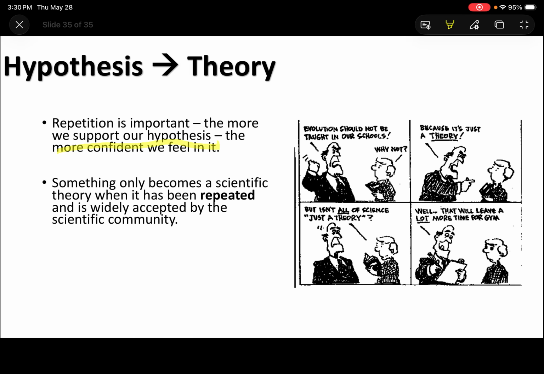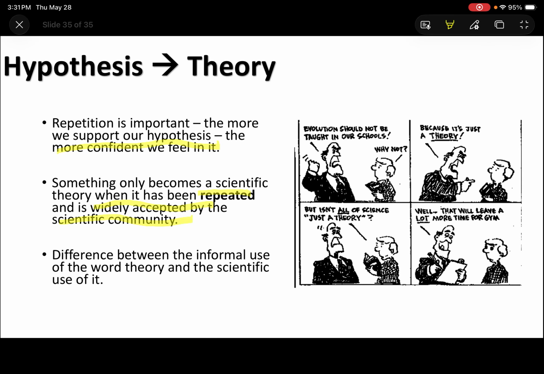Something only becomes a scientific theory when it has been repeated by lots and lots of different people all over the world and is widely accepted by the scientific community, right? The scientific community has come together and said, yes, we agree with this conclusion. The stuff in your textbook, the stuff we're teaching you, are things that have been agreed upon by the broader scientific body that says, yes, we have enough evidence that this is how this process works.